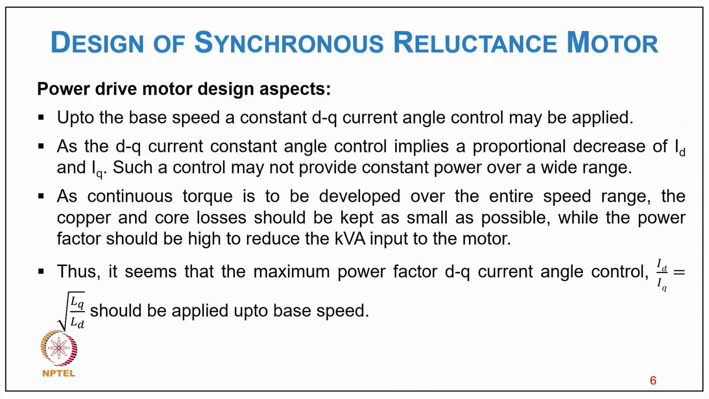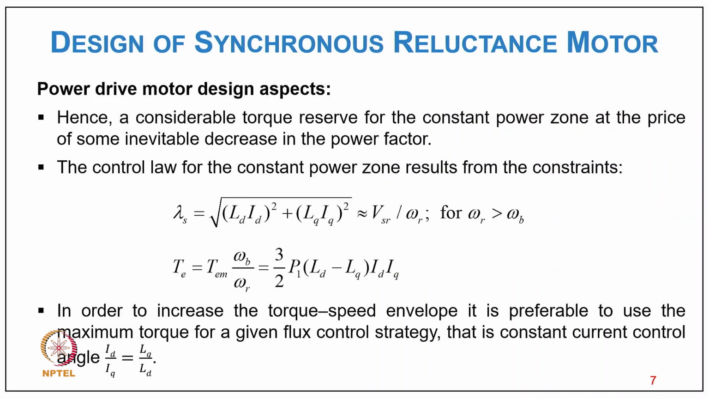Up to the base speed, a constant DQ current control may be applied, and as the DQ current constant angle implies a proportional decrease of ID and IQ, such control may not provide a constant power over a wide range. As continuous torque is to be developed over the entire speed range, the copper and core losses should be kept as small as possible, while the power factor should be high to reduce the kVA input to the motor. Thus the maximum power factor DQ current control, that is ID upon IQ equal to under root LQ upon LD, should be applied up to the base speed.